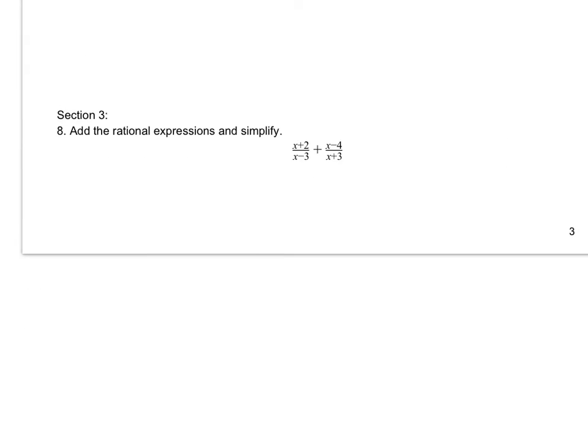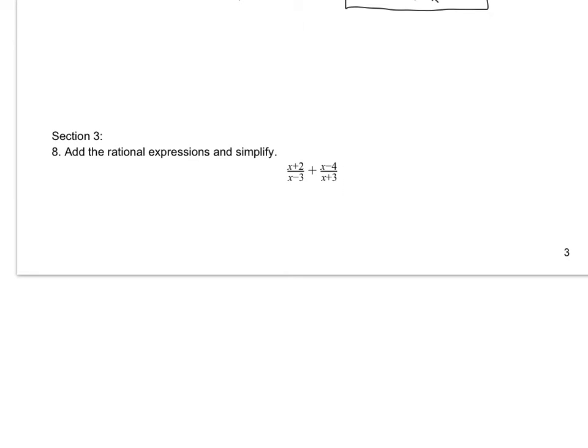Alright, let's look at our next one, which starts to do addition. If you remember, for addition we have to have the same denominator by getting common denominators. Our denominators here are x minus 3 and x plus 3, which are not the same. So our LCD is simply both of those, (x minus 3)(x plus 3). I want to rewrite both of these with this new denominator.